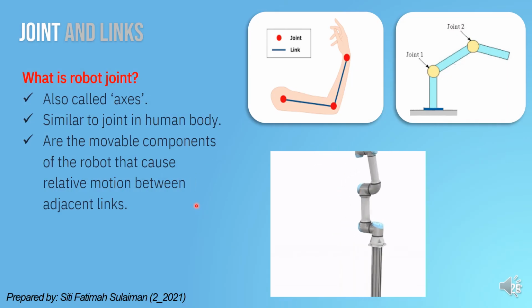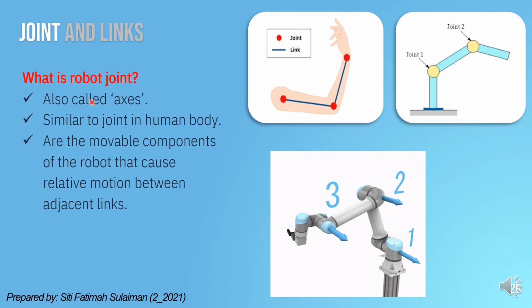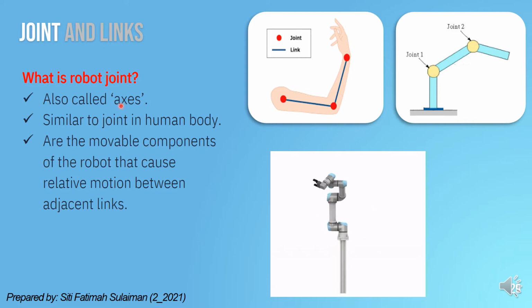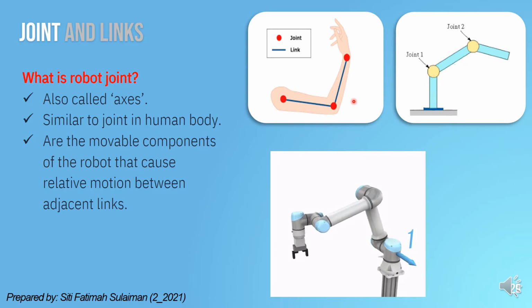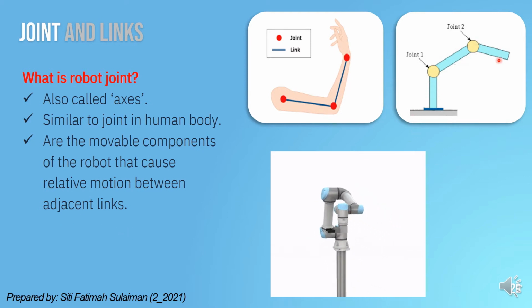Okay, so let's move to the first element, which is the robot joint. So what is a robot joint? A robot joint is also called an axis, and it is actually similar to a joint in a human body. So these are the joints for the human arm. Robot joints can move. As mentioned just now, robot joints are the movable components, and a robot joint can make relative motions between adjacent links. So these are the joints for the robot arm.